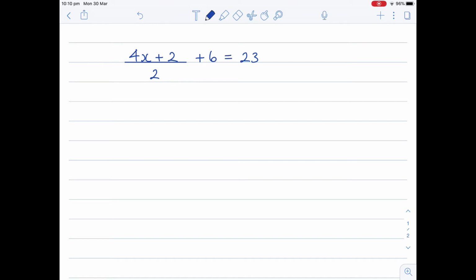In this lesson, we're going to look at how we solve this equation. Now, this is called a linear equation, and we're going to solve it by using a balancing equations method. So the way we tackle this is we'll look at the terms within this equation.